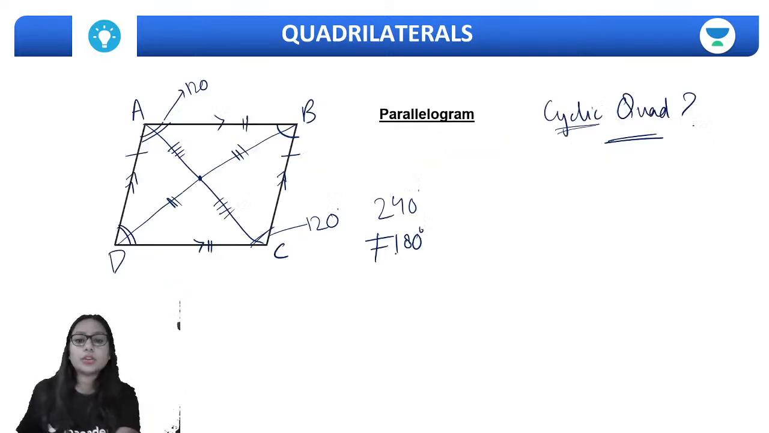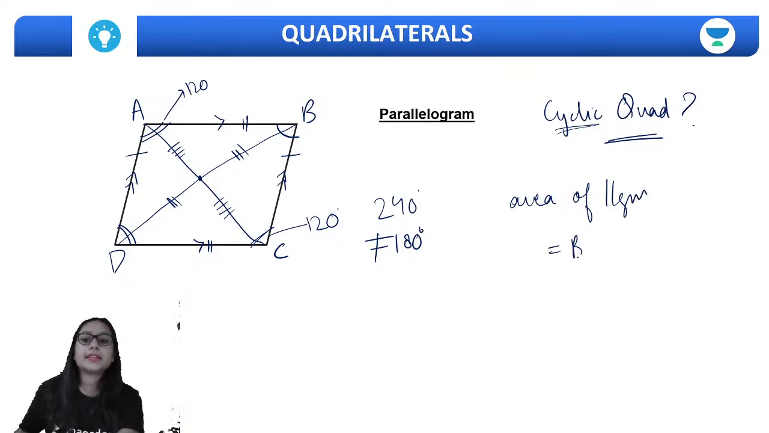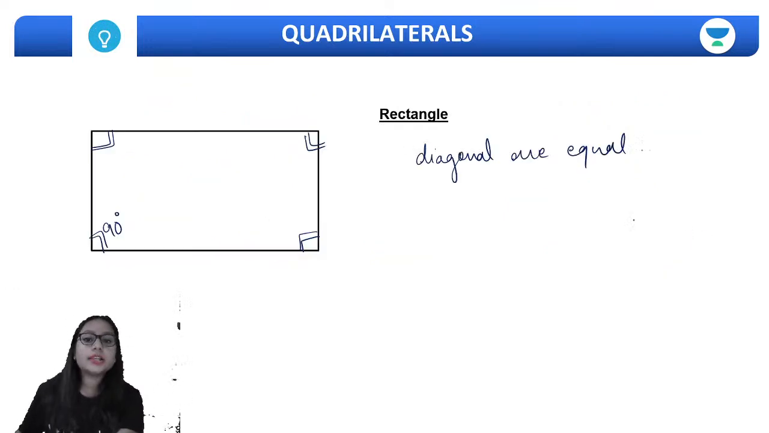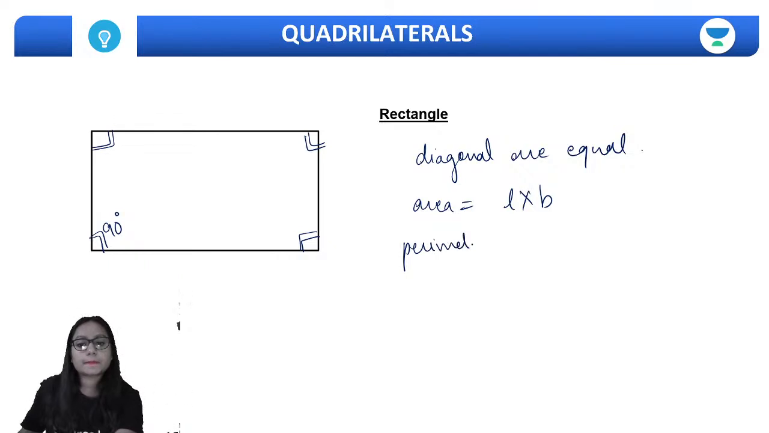Can you tell me what is the area of a parallelogram? Area of a parallelogram is base into height. Similarly, area of a rectangle is length into breadth. Perimeter of a rectangle is twice of length plus breadth.